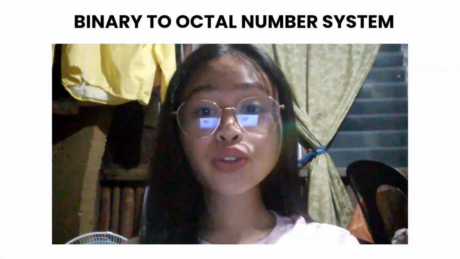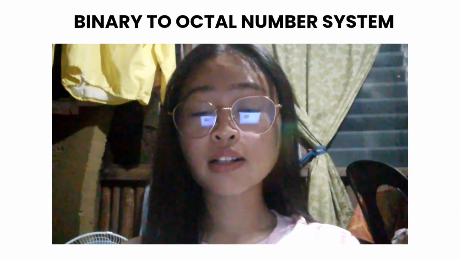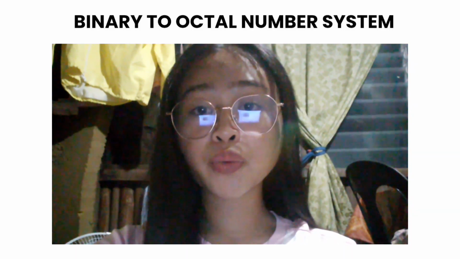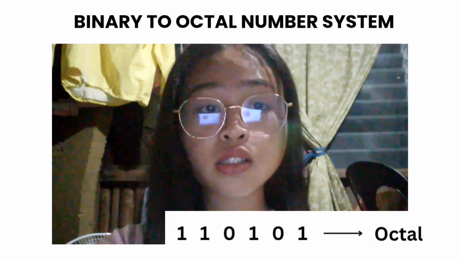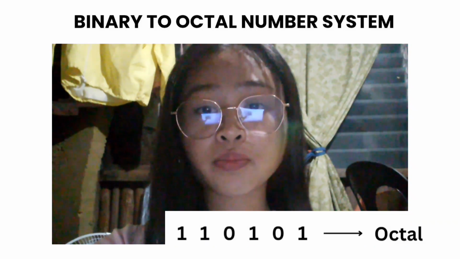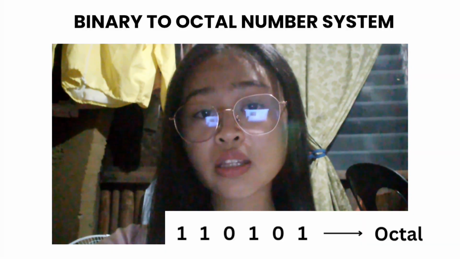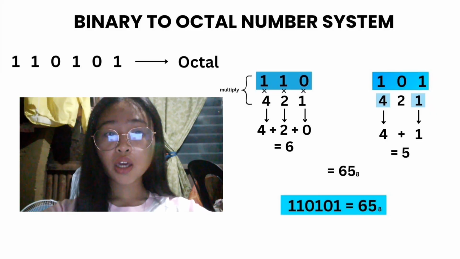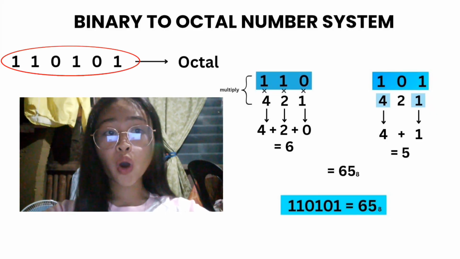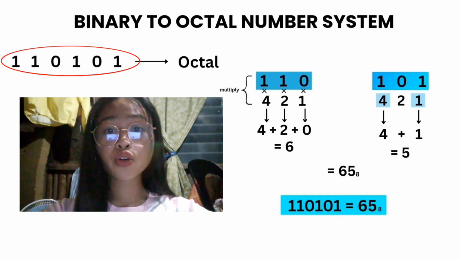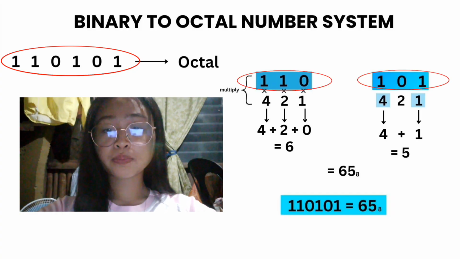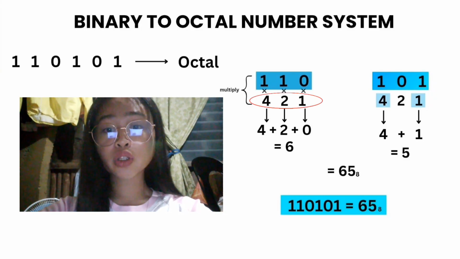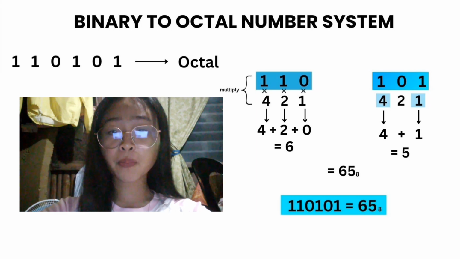Now, we're going to talk about binary to octal number system. We have this value, which is 110101. How can we convert it into octal number system? Firstly, we have to separate 110101 in groups of 3. Remember, 4 2 1 is a given when converting into binary system.